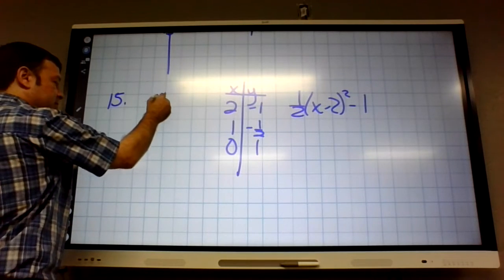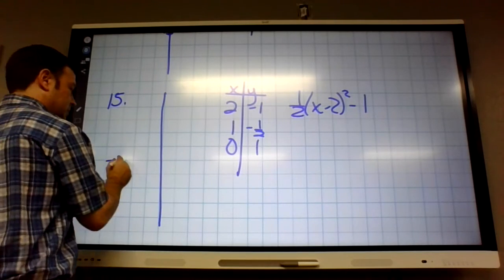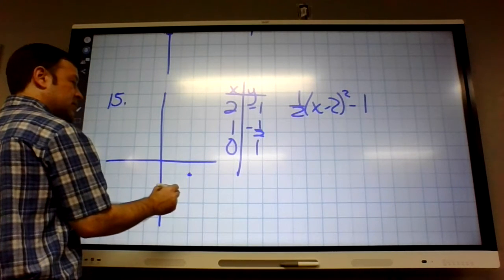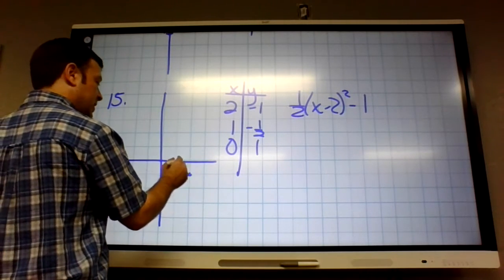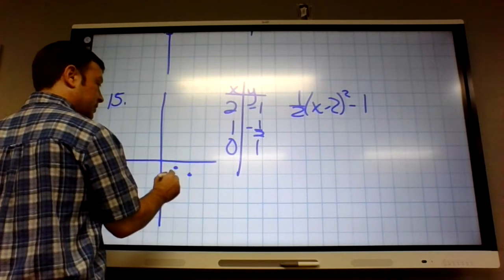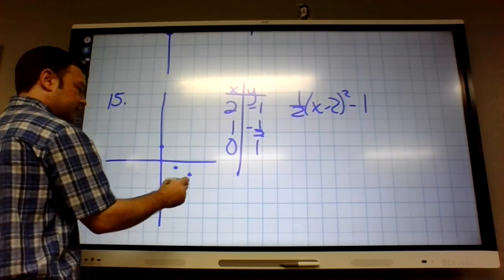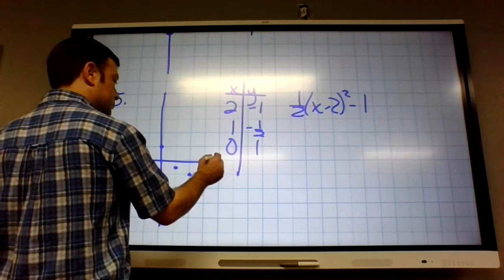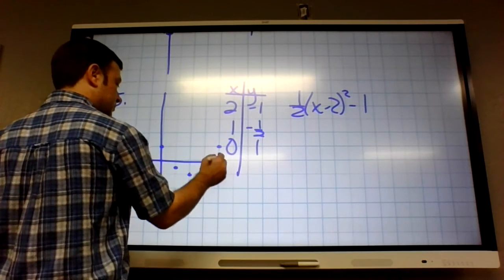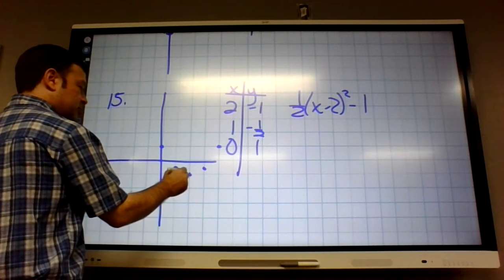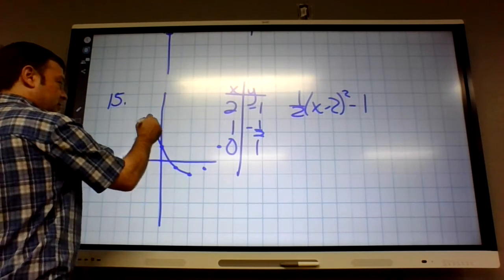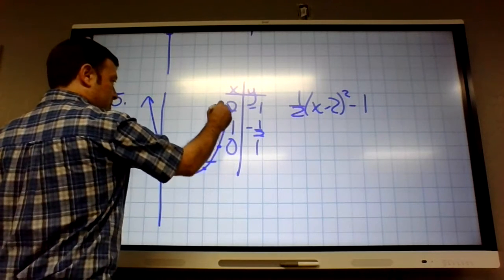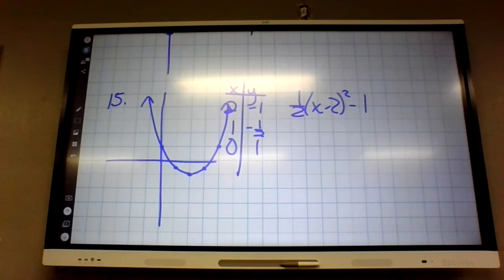Alright, so 2, negative 1 is my vertex. 1, negative 1/2, 0, 1. This one's going up a little bit slower. Why is it going slower? Because of the 1/2.